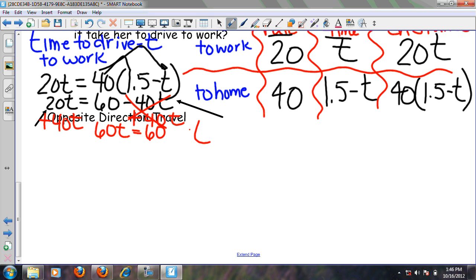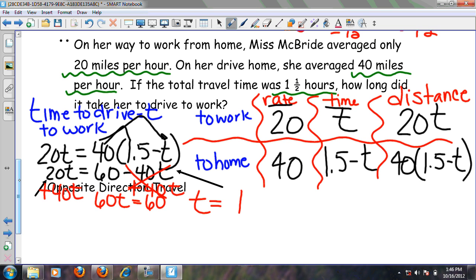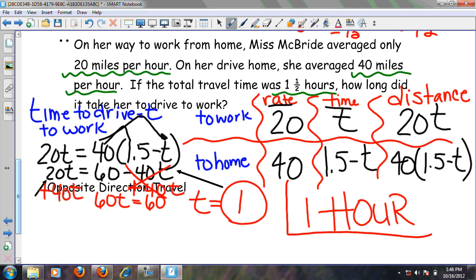What is t going to equal? 1. Therefore, when we look at our question, how long did it take her to drive to work? If t equals 1, is it 1 cowpoke? 1 star in the sky? 1 hour. That would be 1 long hour.